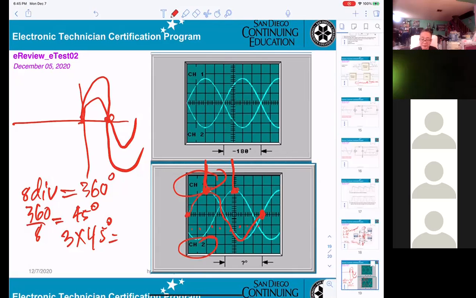Mr. Pham, the waveform on top, did you say that was in phase? In phase, yeah. Both go up, both go down. Right. And the one on the bottom is out of phase. Right. Okay.